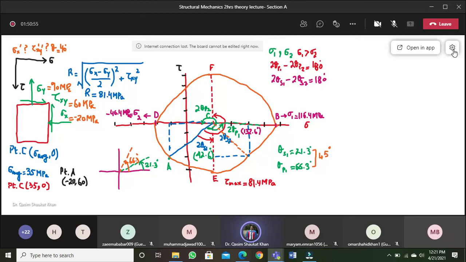So in this way, at any given orientation, you can calculate the transformed normal and transformed shear stresses. Guys, if you have any question, please ask me now, so that everything is clear with you.